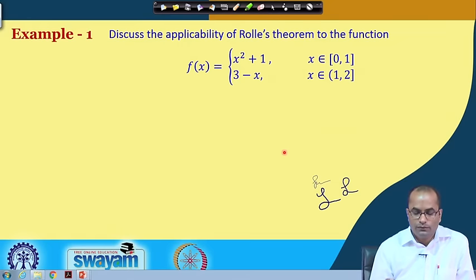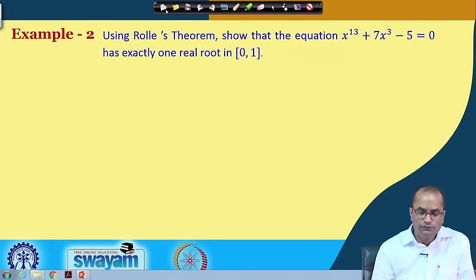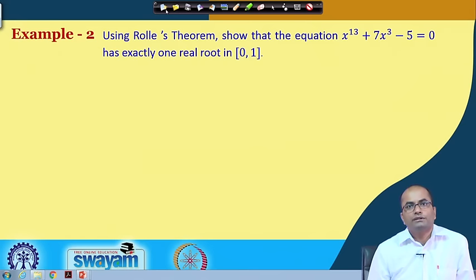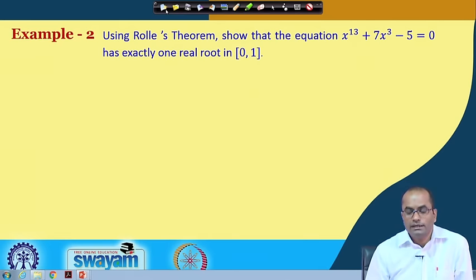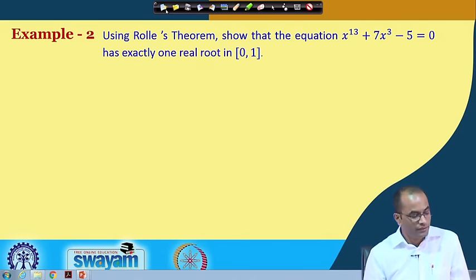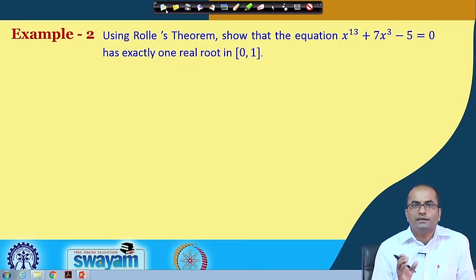And if we take a look at this plot, you can again see that at 1 the function is not differentiable, which we have just seen. So, moving further, this is another example which says: using Rolle's theorem, show that the equation x^13 + 7x^3 - 5 = 0 has exactly one real root in the closed interval [0, 1]. This is another kind of application where we can use Rolle's theorem to show that this equation has exactly one real root.